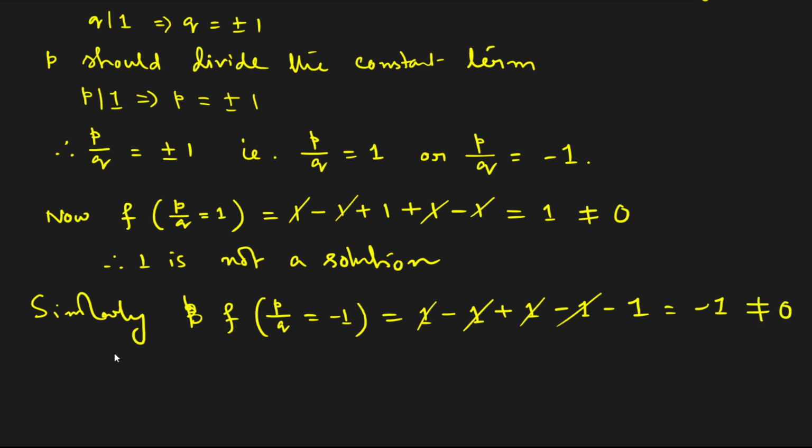What we supposed is that p by q is a rational root, but both values of p by q are not satisfying the equation. So hence there is no rational root. Okay, is it clear to all of you?